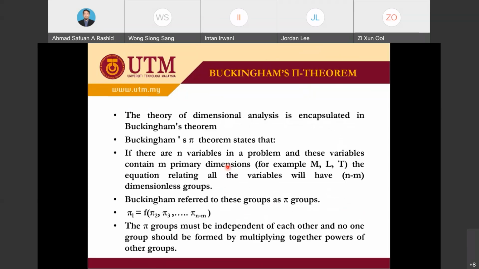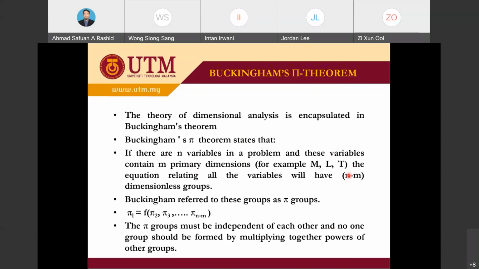The theory of dimensional analysis is encapsulated in the Buckingham Phi Theorem. It states that if there are n variables, the number of parameters in a problem, and these variables contain m primary dimensions, for example MLT or FLT, the equation relating all the variables will have n minus m dimensionless groups.